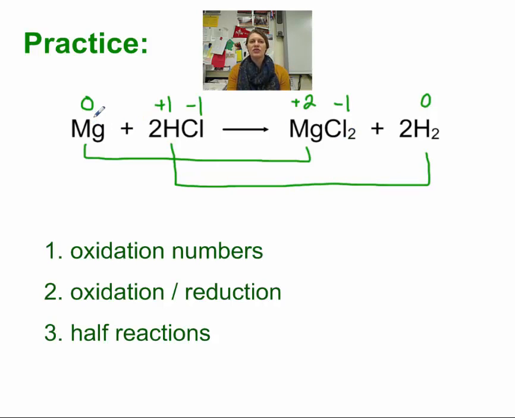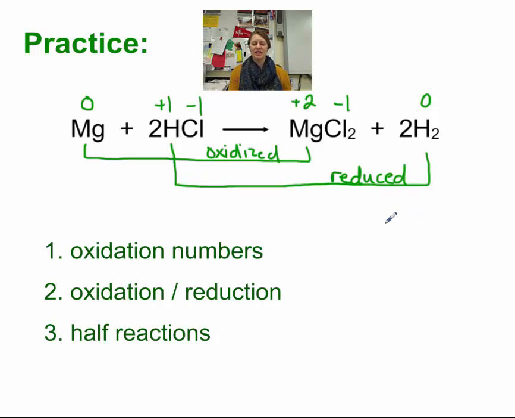So the magnesium went from 0 to +2, which means that it lost electrons. Therefore, this was oxidized. And the hydrogen went from a +1 to a 0 charge. So that means that it gained electrons, it gained negative charge, and so it was reduced.